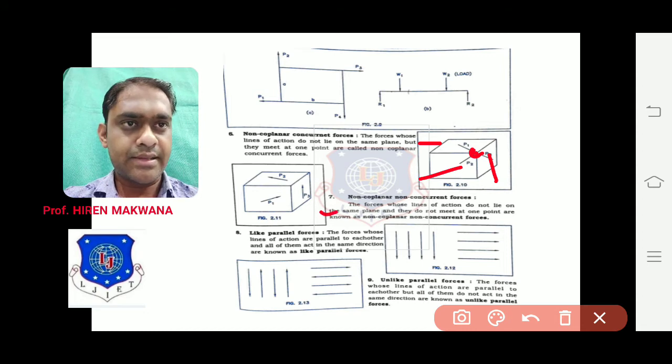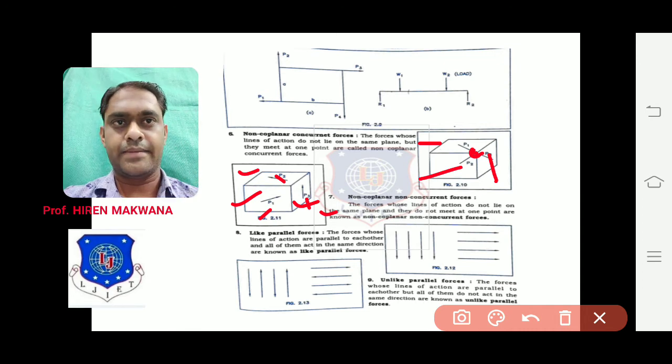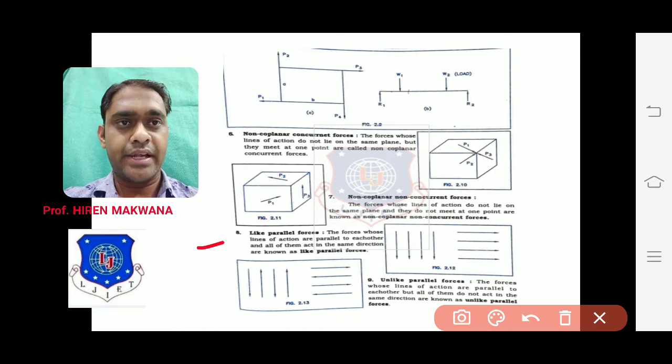Let us see the next, number 7. Non-coplanar, non-concurrent. Non-coplanar means planes are different. Non-concurrent means points are different. Check this: 1, 2, 3. In these three planes, all the planes are different, so they are known as non-coplanar. And the three forces are also not intersecting, so that's why they are known as non-concurrent. Non-coplanar, non-concurrent force system.